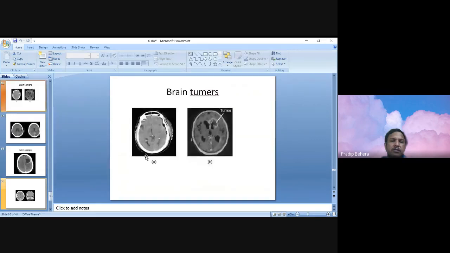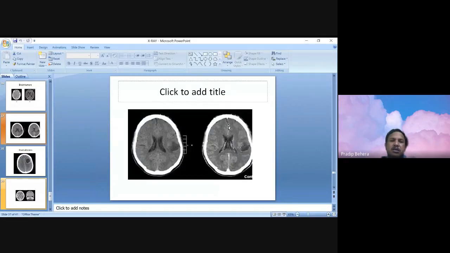Here is another epidural hematoma. Here is a tumor. There is perilesional edema, and there is contrast uptake by the tumor, with surrounding vascularity and contrast uptake. So this is a brain tumor. And here is again a brain tumor.